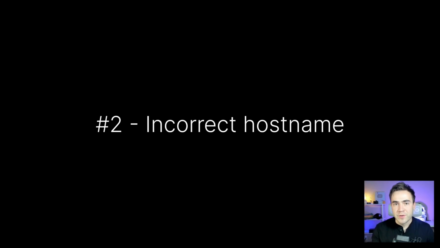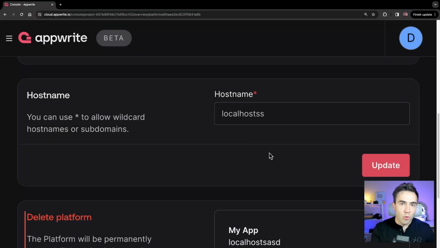The second issue that I often see is an incorrectly set hostname. This is either a typo, or when someone's working locally and deploys their site live, that's when they start getting this CORS error, and that's simply a misconfiguration issue. Once you deploy your site, you now have a new hostname and you need to make sure that that's set in your Appwrite console.